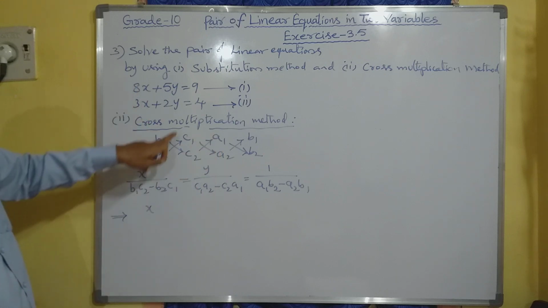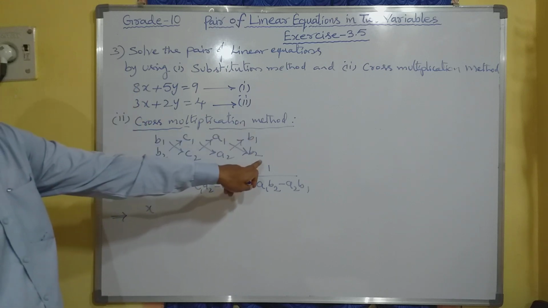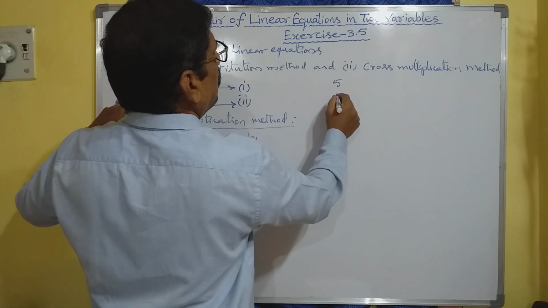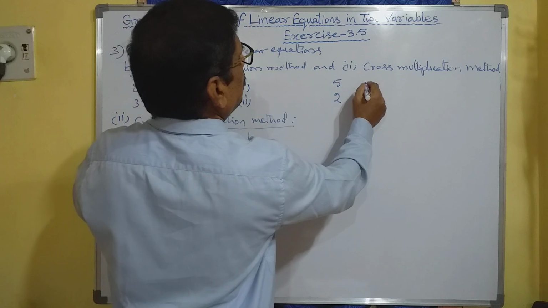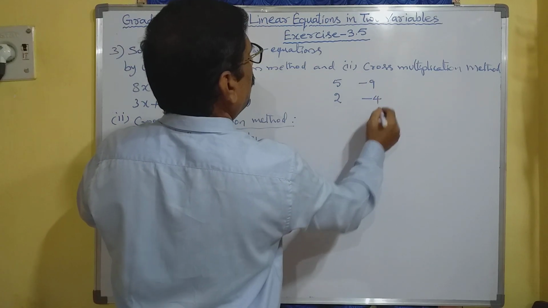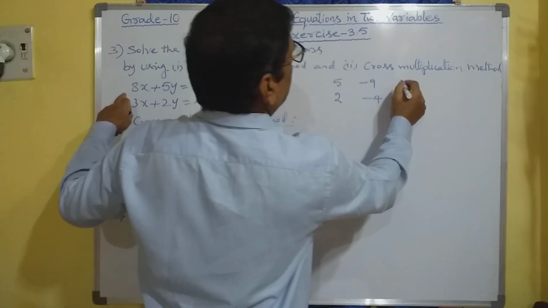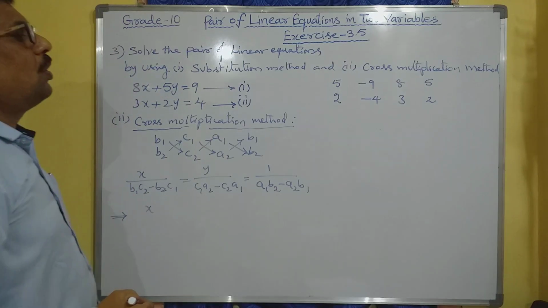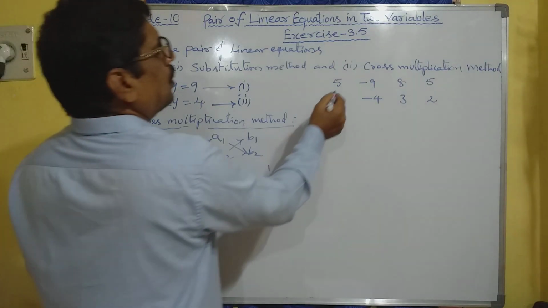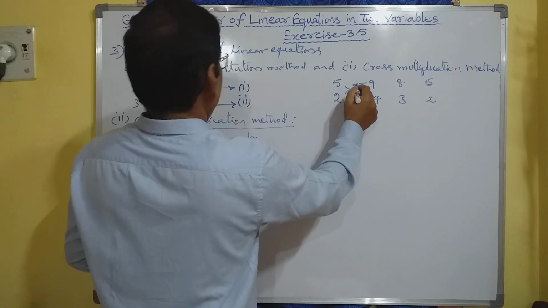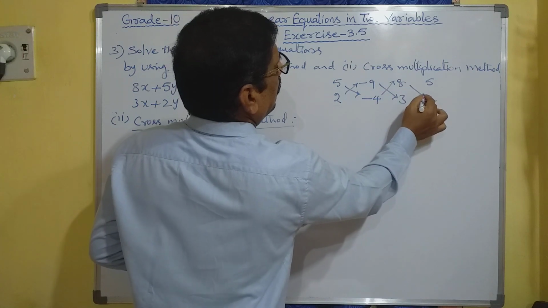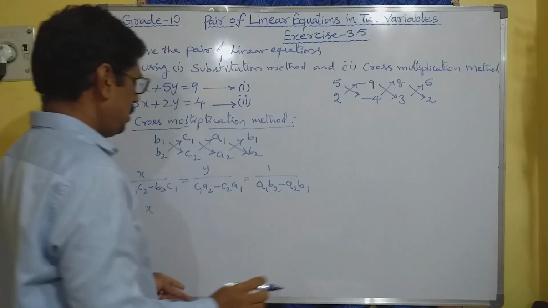What are b1, b2, c1, c2, a1, a2, b1, b2? Let us extract from the given equations. b1, b2 are 5 and 2. Here c1, c2 are minus 9, minus 4, a1, a2 are 8, 3, again b1, b2. Okay, now look at this: b1 c2, b2 c1, c1 a2, c2 a1, a1 b2, a2 b1.